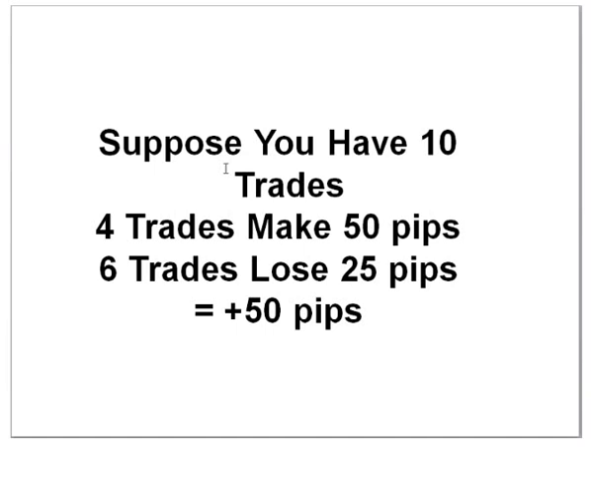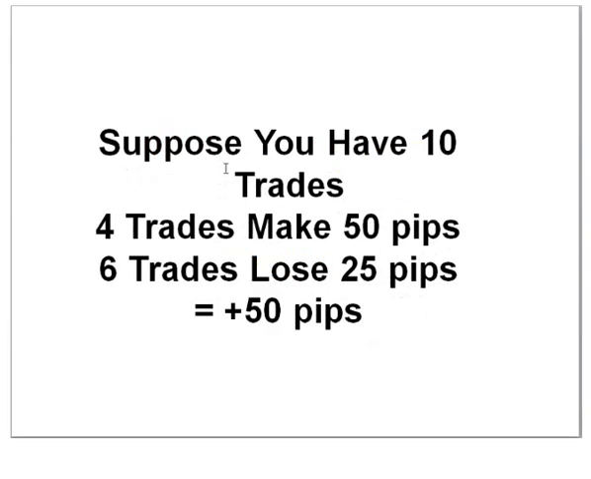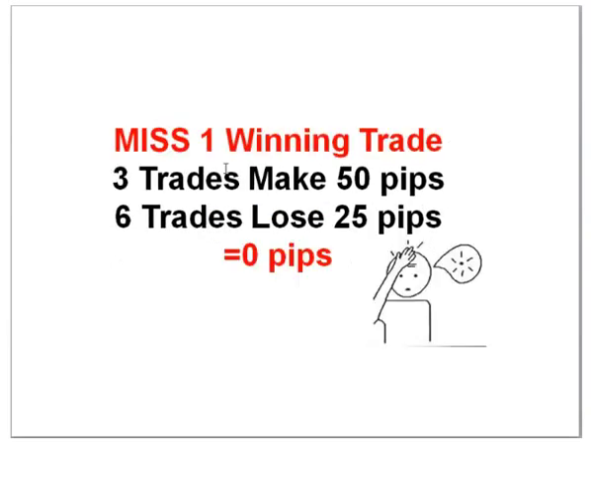But what happens if we miss just one winning trade? Just one winning trade takes this strategy, which seemingly looks positive and looks so good on paper, and in reality it becomes break even. Miss 2 winning trades and you now have a losing strategy.